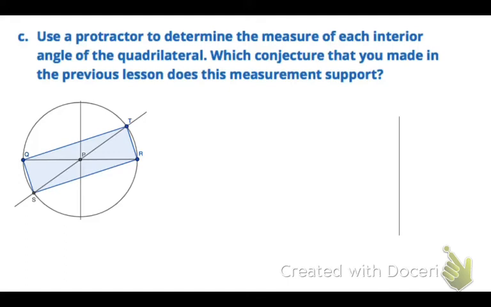So I want you guys to take that protractor and tell me how much is that angle, this angle, this angle, and this one. And then you're going to tell me which conjecture that you made in the previous lesson does this measurement support. They're talking about these angles here. What conjecture did we say about these angles that is now being supported here?